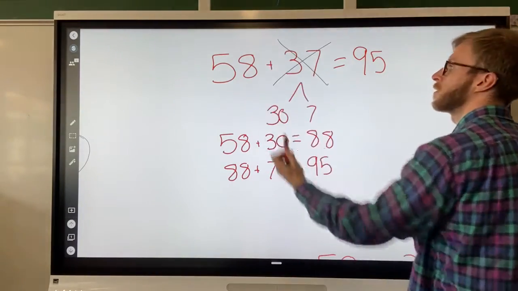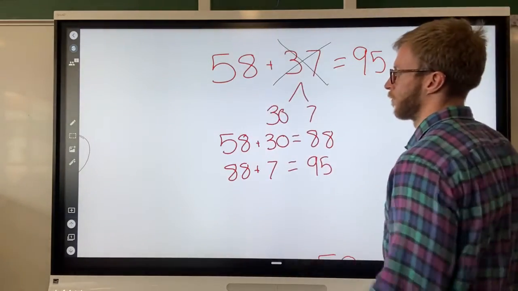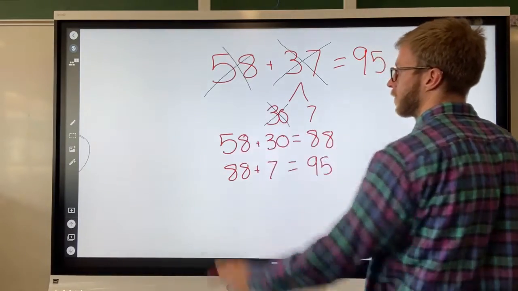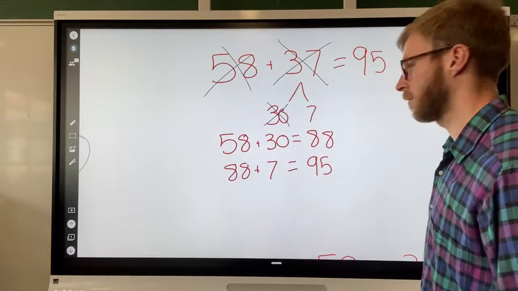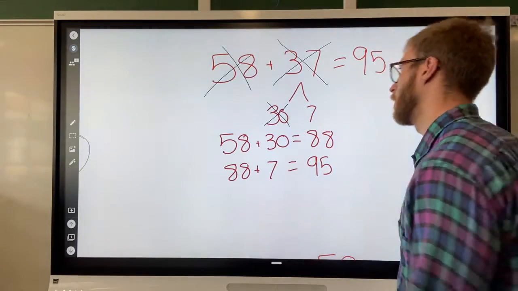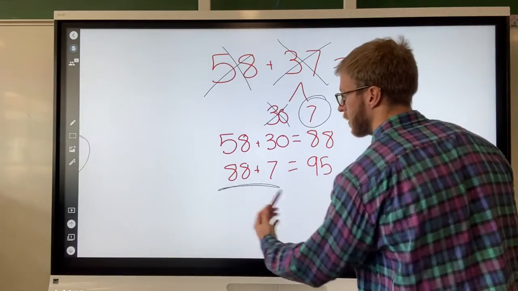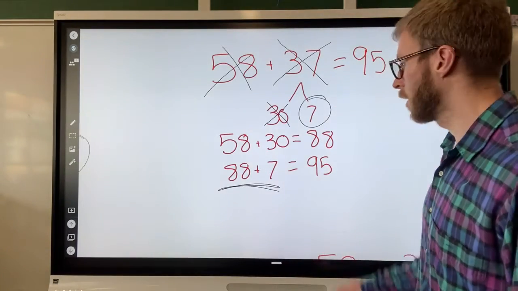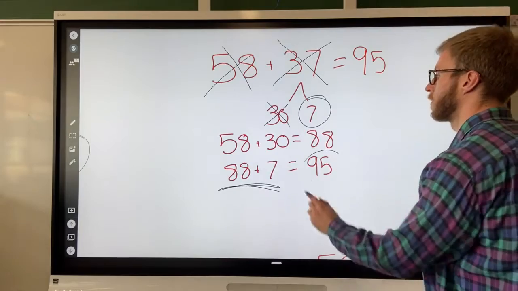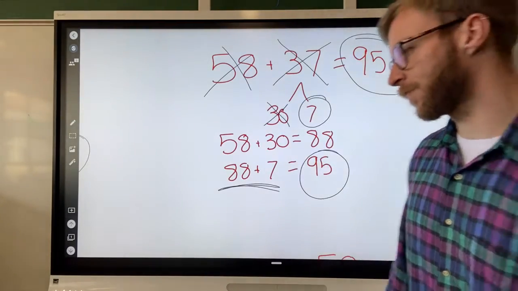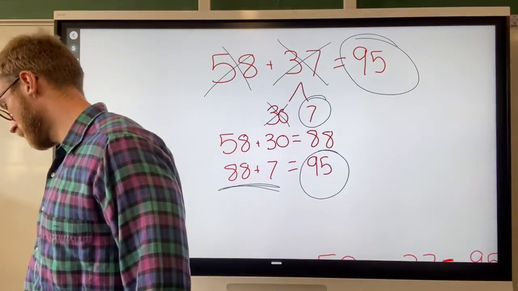So boom, we're done using the number 37 because we split it into 2. We just used 30, and we just used 58. So now we have 88. That's not our answer. We still have this 7 left that we need to add on to the 88. So that's why they did 88 plus 7 and got 95. This person got the same answer. I like their method as well.